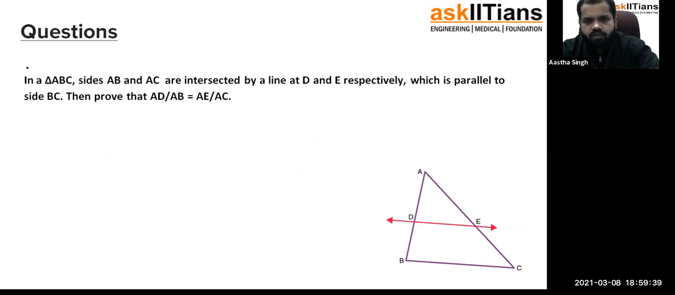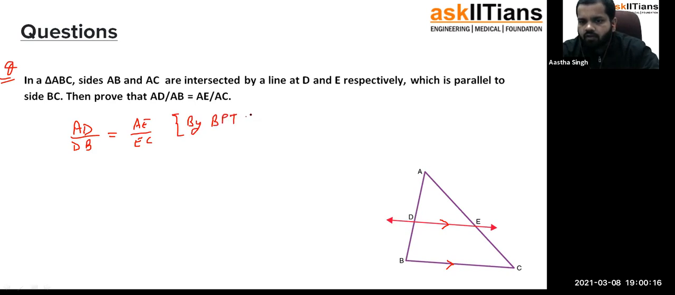So yeah, guys, one question is there for you. In the triangle ABC, the sides AB and AC are intersected by a line DE, which is parallel. It is given that this line DE is parallel to BC. It means your AD divided by DB will be equal to what? AE by EC. Why, guys? Because by BPT, basic proportionality theorem, these are equal.